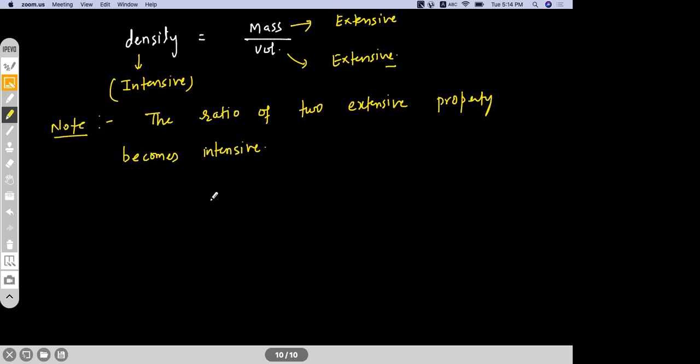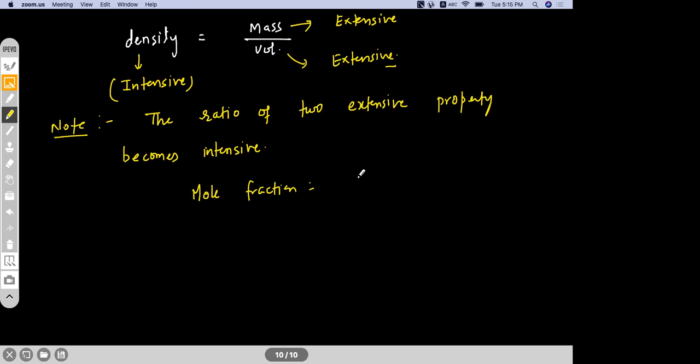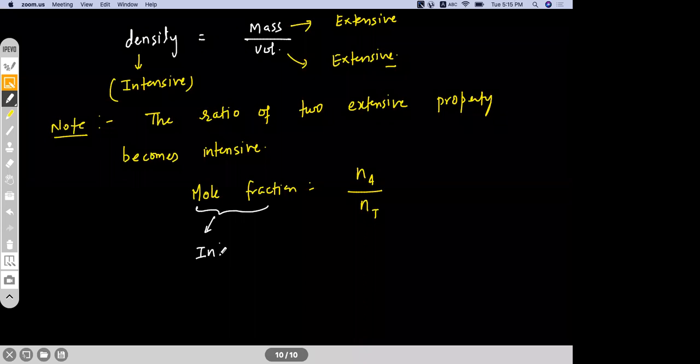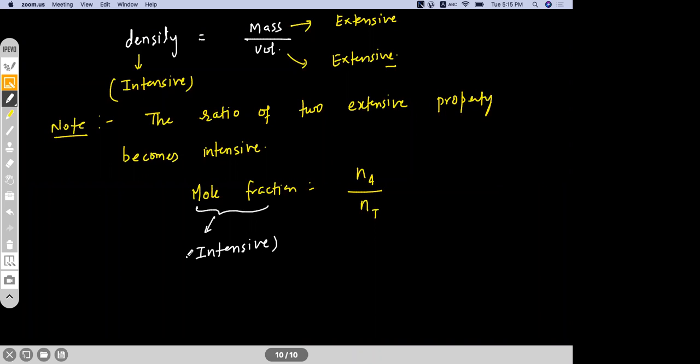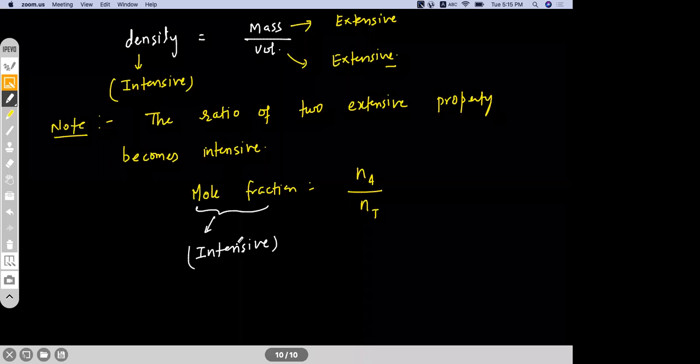Another example: mole fraction. What can we write? Given number of moles by total moles. Moles are extensive, so extensive by extensive becomes intensive. This formula observation you must keep in mind. If you get confused in the exam, you can think this way also. Just try to recall the formula, and from that you'll understand. Clear? No doubt?